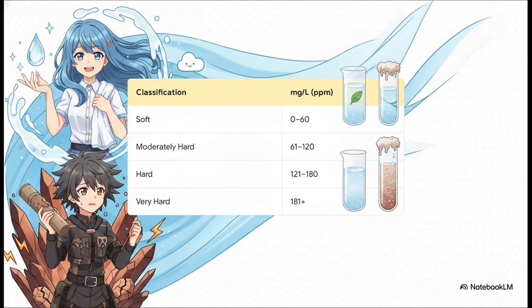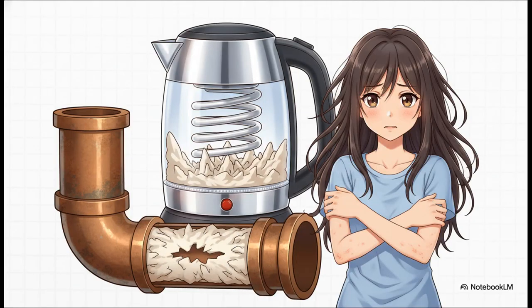But look at the very bottom of the table. Anything over 181 parts per million is designated as very hard. That means the tap water sample we just mentioned, hitting 427 ppm, isn't just hard, it is extremely off-the-charts, very hard water. And this brings us to why this entire explainer matters to you and me.